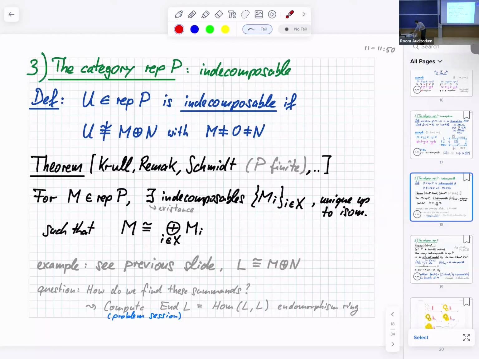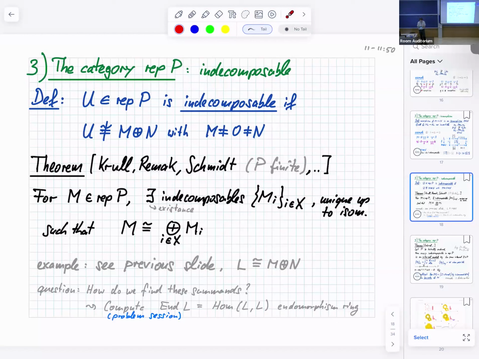Like for natural numbers, I mean, 15 you can factorize as 3 times 5, but you could also factorize it as -3 times -5. So there's always some isomorphism involved, but the factors are unique up to isomorphism. That's the big theorem. Very good.